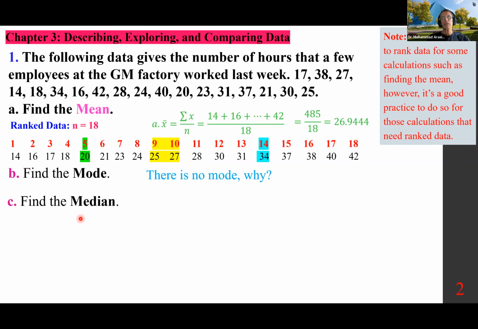Find the median. It's the middle value in the ranked data. As you can see, we've ranked it here. So there are 18 pieces. So the middle of the data is right here between the 9th and the 10th one. So 25 and 27. Add them up, divide by 2. So between the two, 25 plus 27 divided by 2 gives us the value of the median.